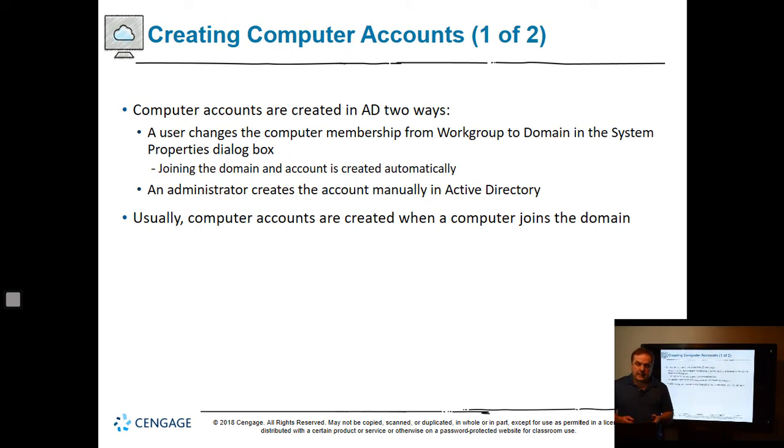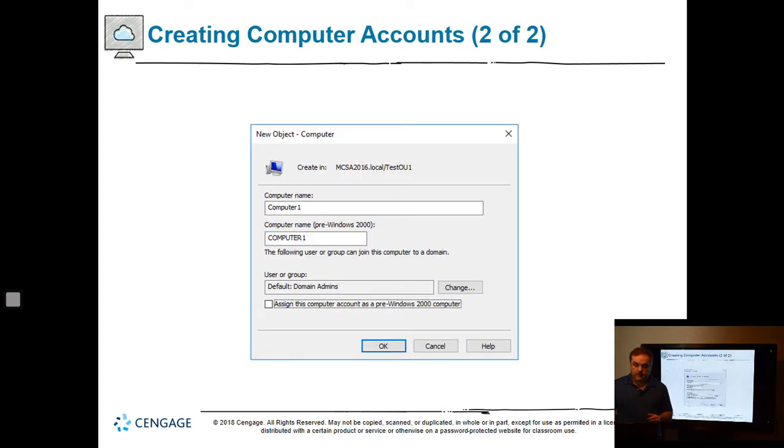So you can create these accounts in two ways. You can either join the computer to the domain, which we'll be doing in the lab, or you can just pre-join it to Active Directory. You can create it there, and it'll already be created when you go to join the computer to the domain. So it makes the joining of the domain happen a little faster. But other than that, there's no real advantage to doing it in Active Directory Users and Computers first.